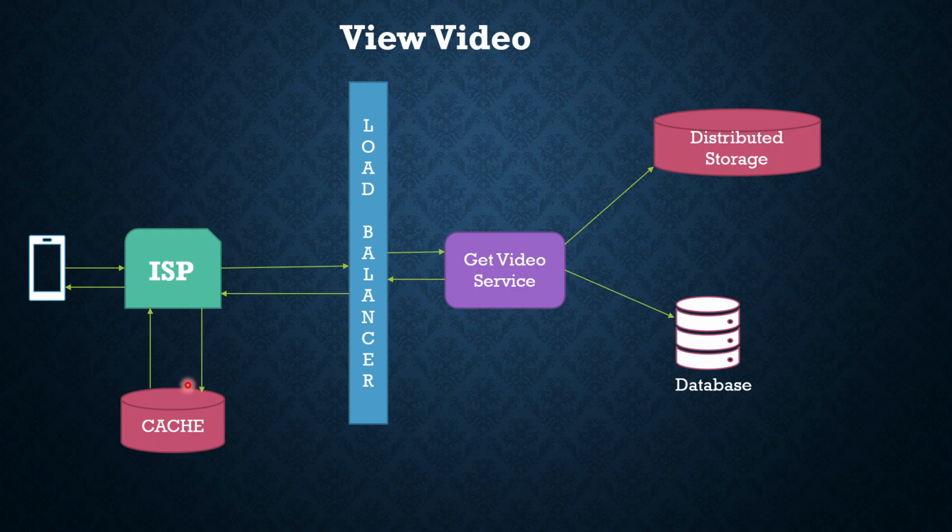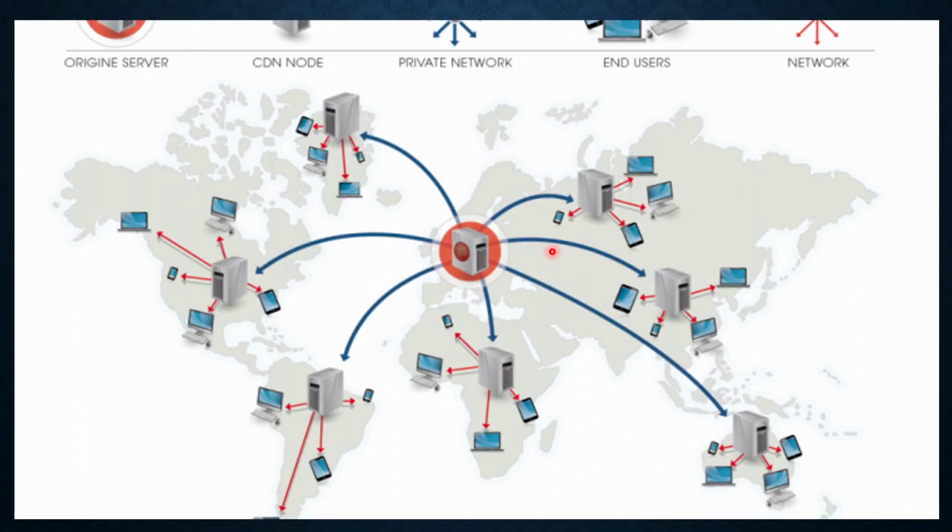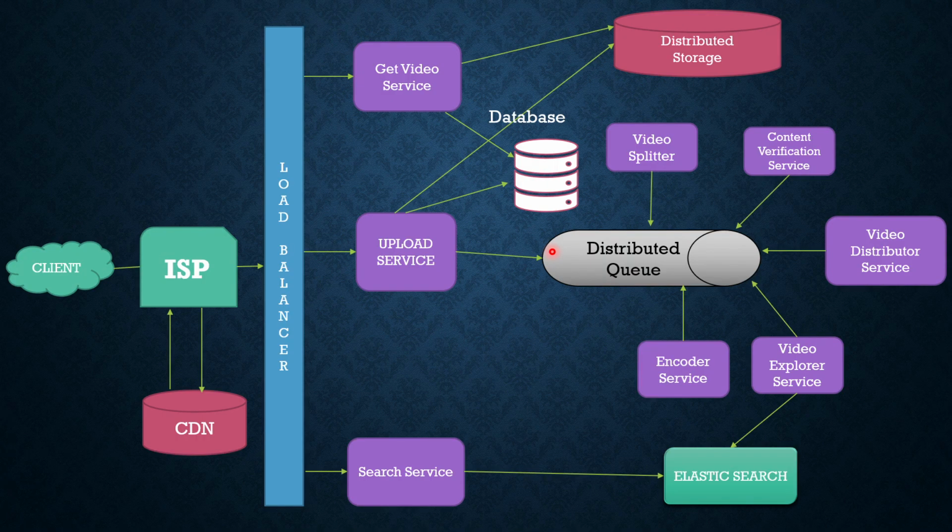So that is another benefit of encoding the video into different formats. This is how it will come together and look. We will have a client, an ISP with a cache like a CDN here. From the ISP, the load balancer will be the entry point of our application. We'll have the upload service, the get video service, and the search service. All these things come together as I explained, and this is how I came up with a design for a streaming application.